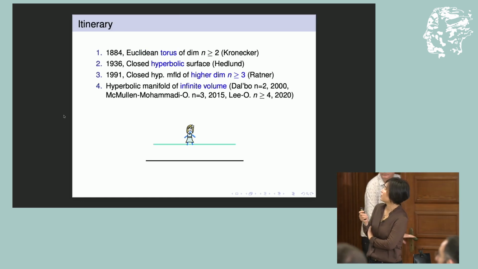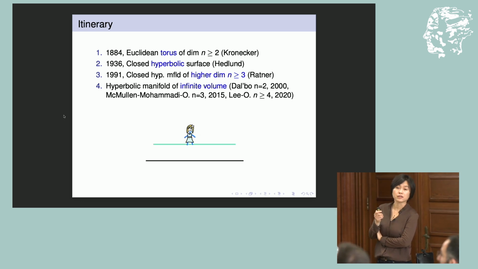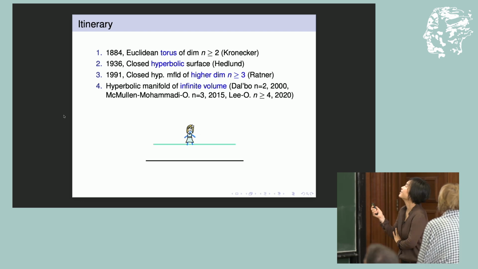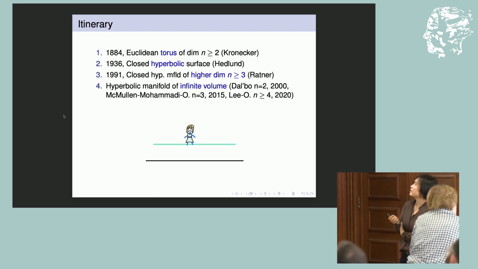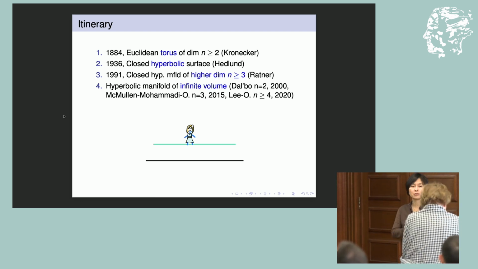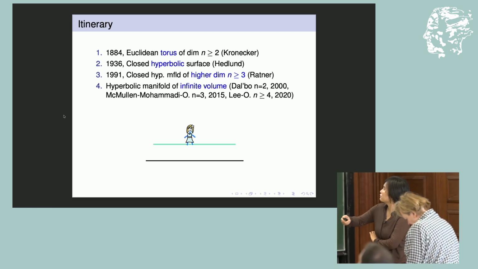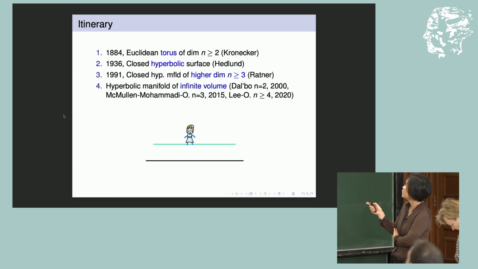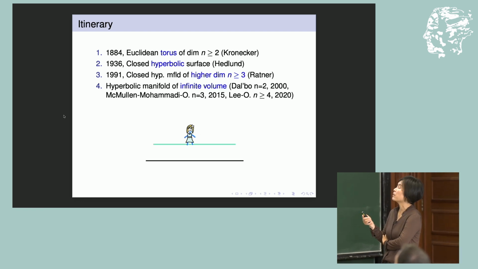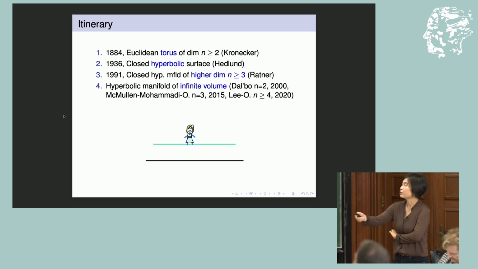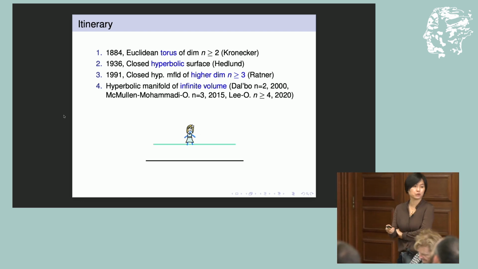In 1884, she's going to travel to the Euclidean torus, guided by German mathematician Kronecker. And then about 50 years later, she's going to travel to a closed hyperbolic surface, guided by Hedlund. And about 55 years later, she's going to travel to a closed hyperbolic manifold of higher dimension, guided by Ratner. And then she's going to adventure to hyperbolic manifolds of infinite volume.